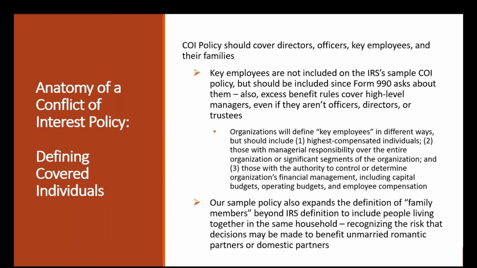Going to that idea about family members, our sample policy expands the definition of family members, which I showed you in the first few slides, a little bit beyond the IRS definition to also include people living together in the same household. This recognizes that a board member could theoretically make a decision to benefit their unmarried romantic partner or domestic partner, or their boyfriend, girlfriend, whatever, and we want that to be within the scope of this policy. So just because they're not married doesn't mean that conflicts can't arise in those areas.